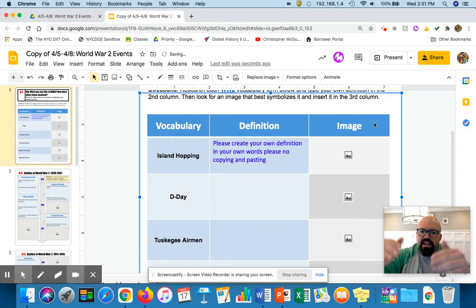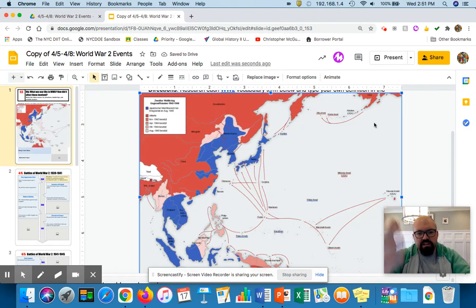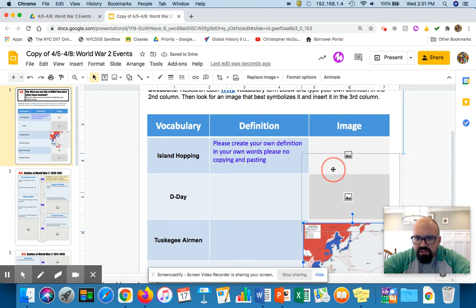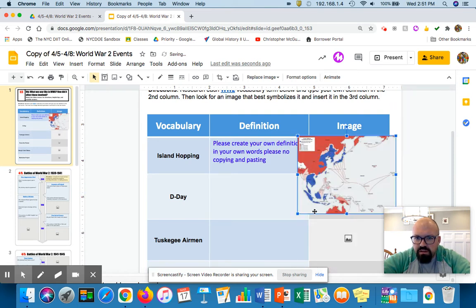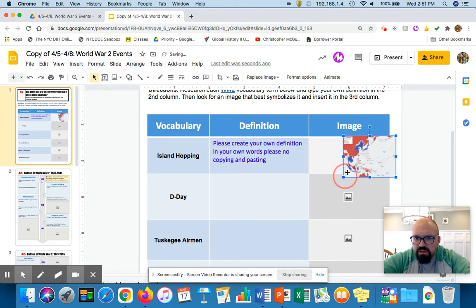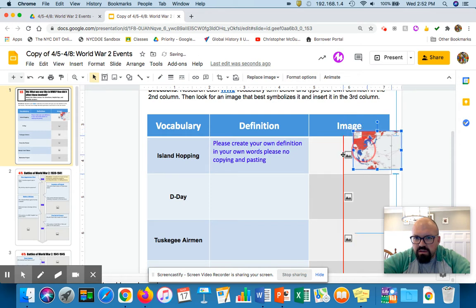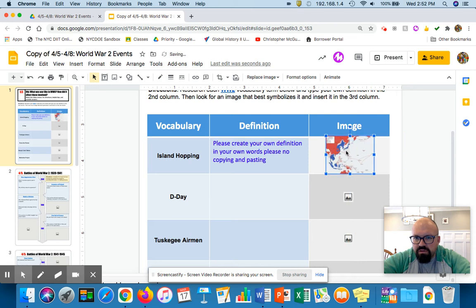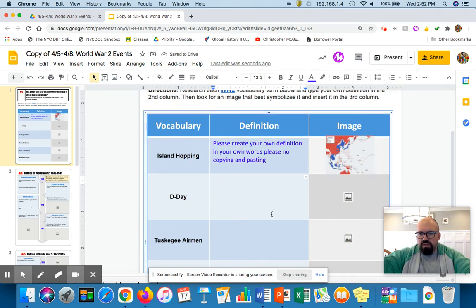Now, for some reason, I can't get it to only go into that box. As you can see, it took up the whole slide. But with Google Slides, it is much easier to adjust the size of an image and slide things around rather than it was in Google Docs. So just get it to the right size and slide it right on top. Oh, easy peasy lemon squeezy. Okay, so that's it for the 5th.